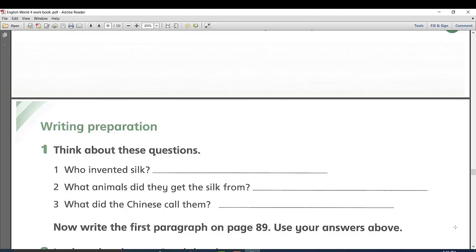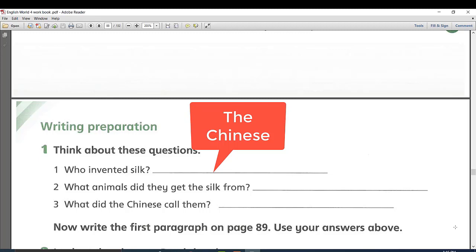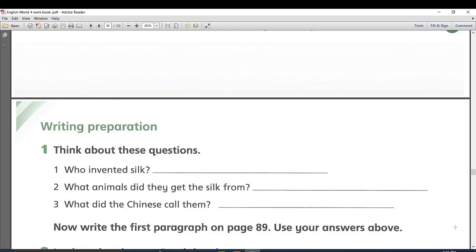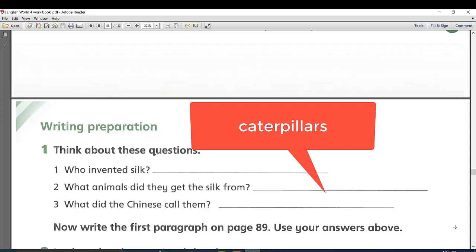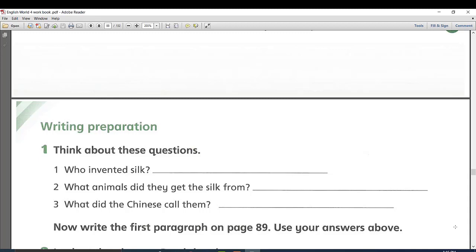Who can give me the answer for the first question? Who invented silk? The answer is the Chinese. Number 2, what animals did they get the silk from? The answer is caterpillars. Question number three. What did the Chinese call them? The answer is silkworms.